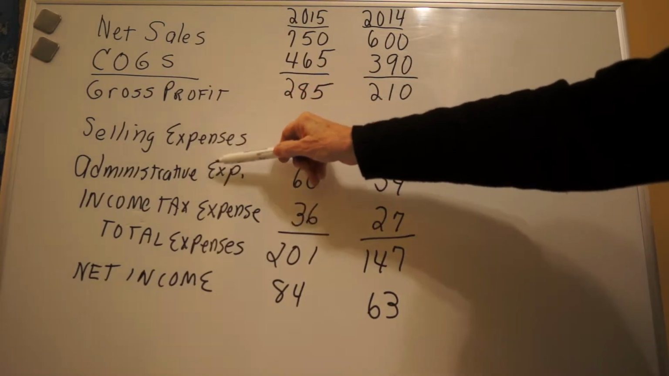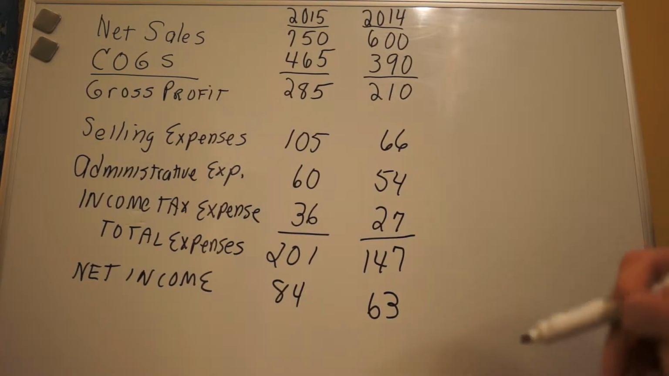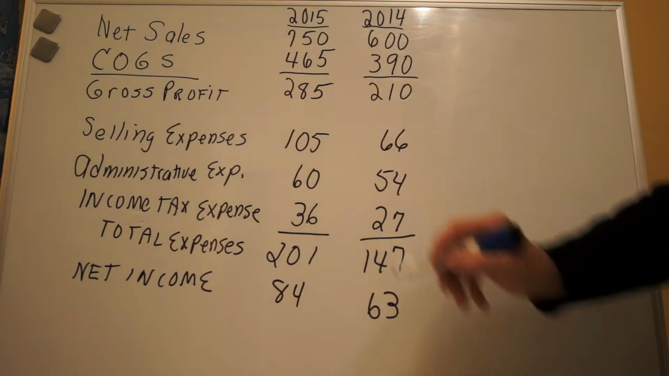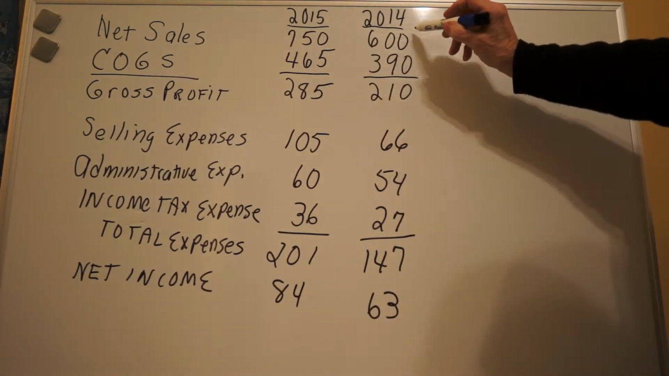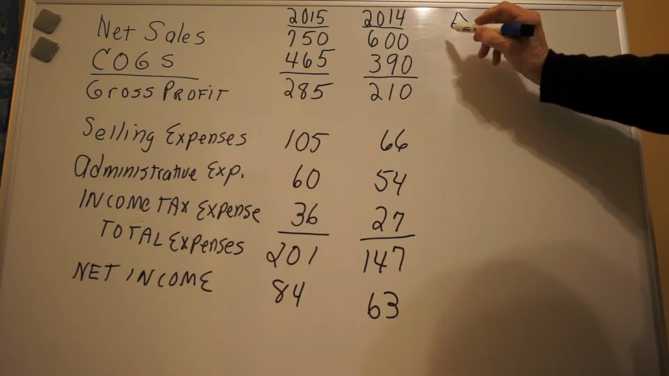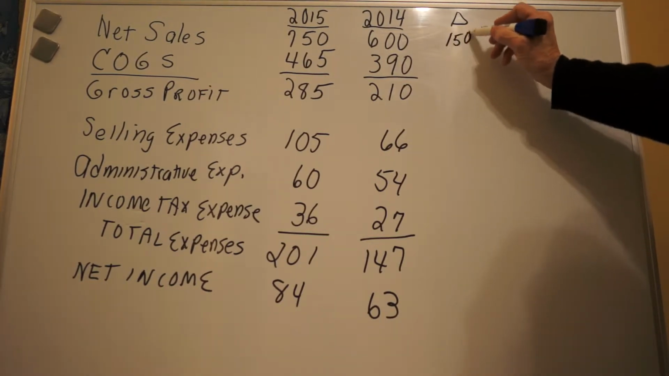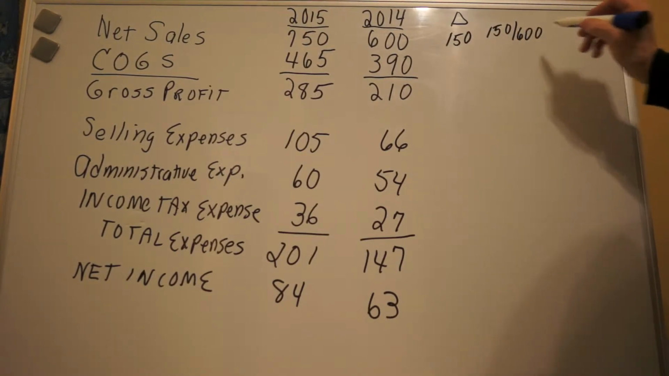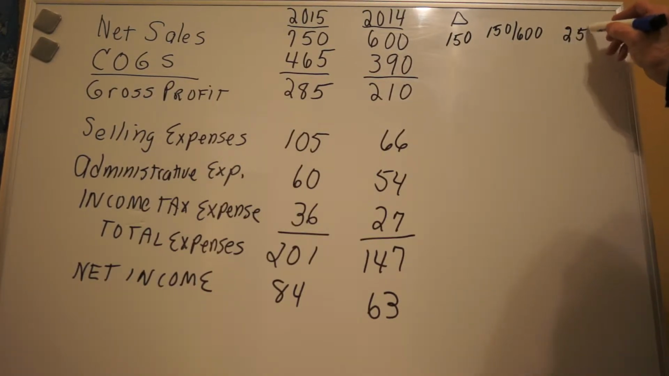You've got your selling expenses, administrative, income tax, total expenses, and net income. So you have to put it more into a regular income statement format because you need the gross profit percentage. Okay, but the procedure's the same. The earliest year is your base year, so we get the change, which would be 150 is the change, and then we would go 150 divided by the 600 base year would give us a percent change of 25%.